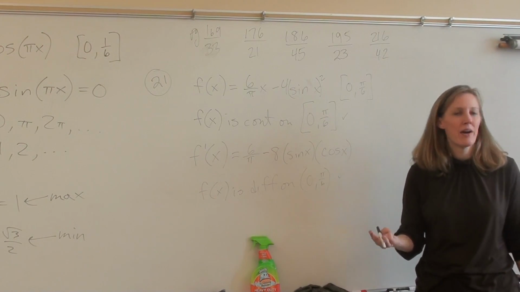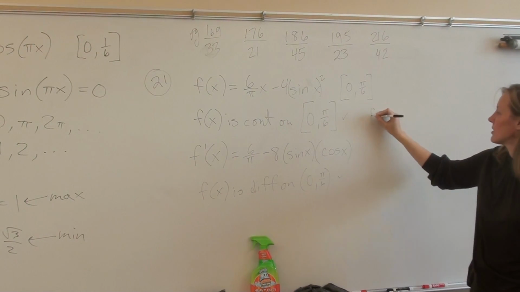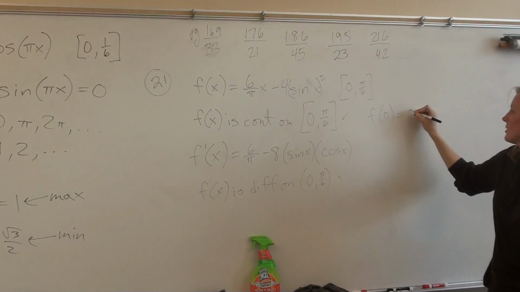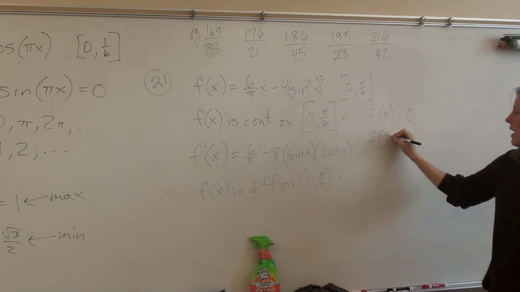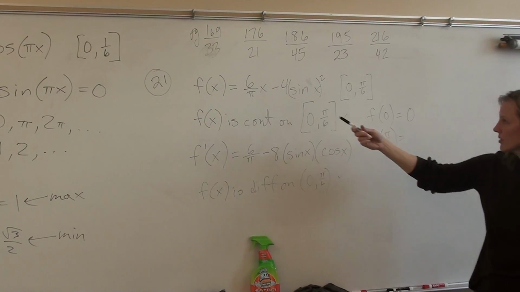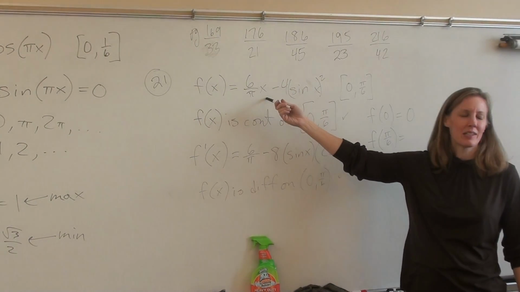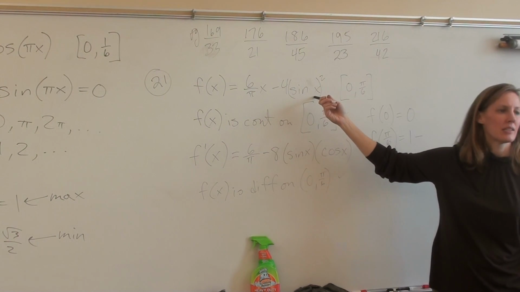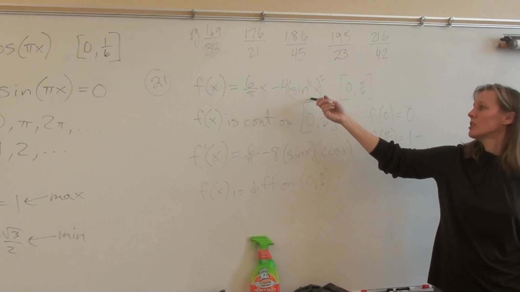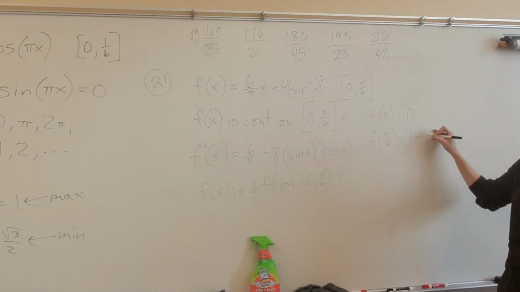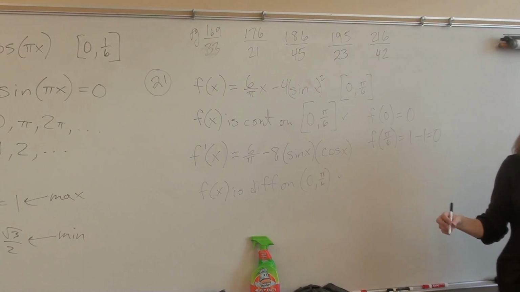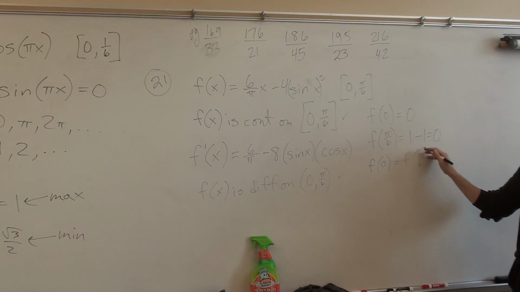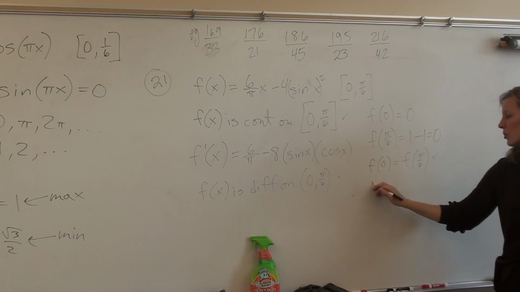on the open interval 0 to pi over 6, check. The third check that we have to do is check to see if our endpoints are the same. F of 0 is 0 minus 0, so it's 0. F of pi over 6, we get 6 over pi times pi over 6, so you get 1 minus, the sine of pi over 6 is a half, squared is a fourth, times negative 4 is 1, so you get 1 minus 1, which is 0. That's why they did it like that. So f of 0 equals f of pi over 6, check. Therefore, Rolle's applies.